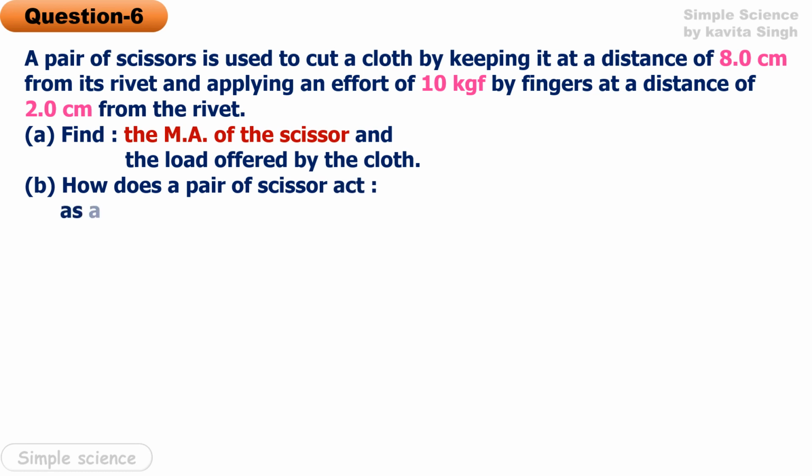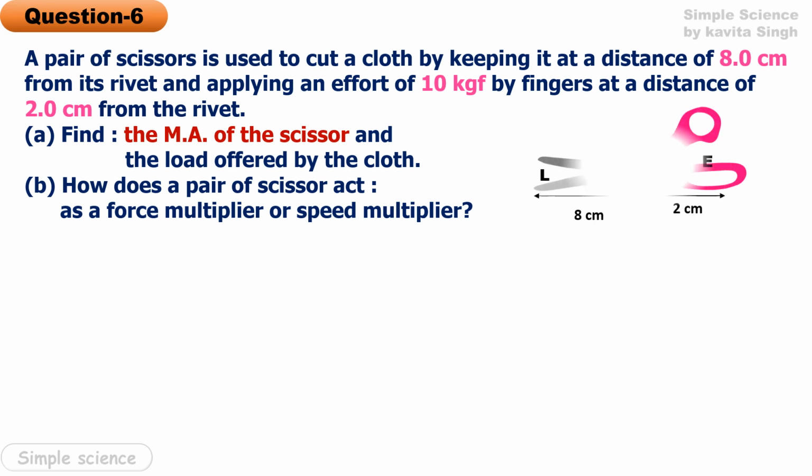How does a pair of scissors act? As a force multiplier or speed multiplier? So what is given in the question? The values I have written in pink. A pair of scissors is used to cut a cloth by keeping it at a distance of 8 centimeter from the rivet. So this is the diagram.